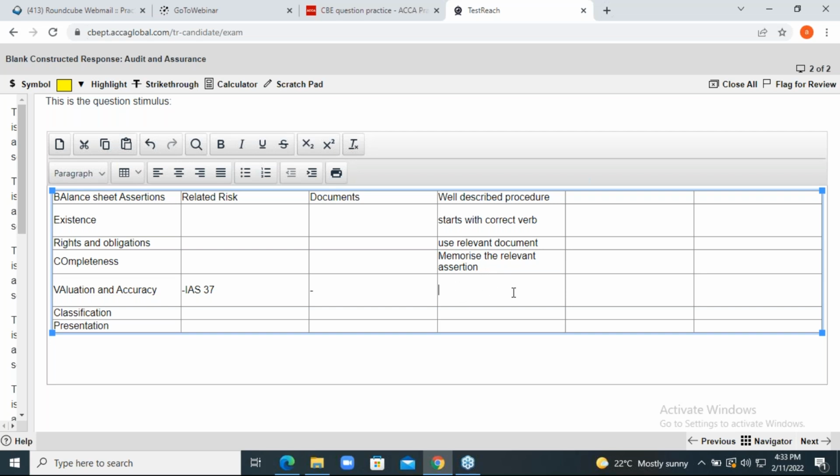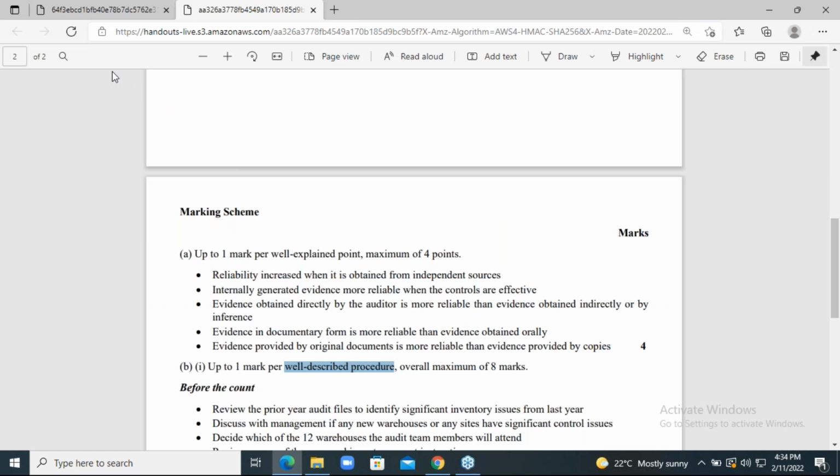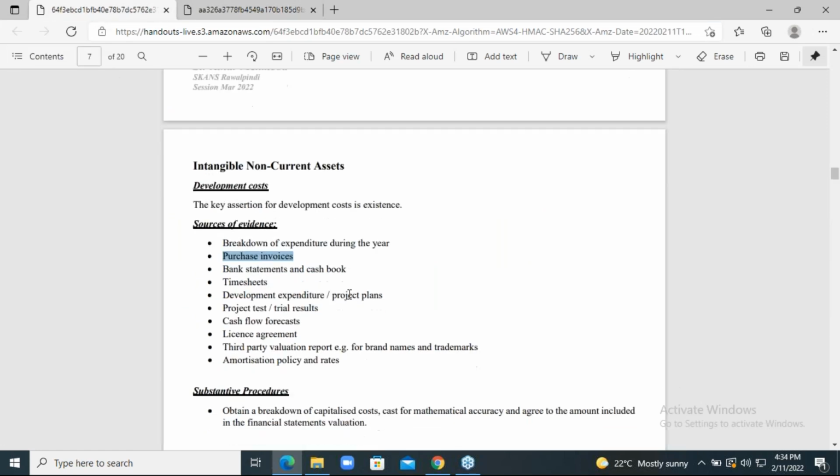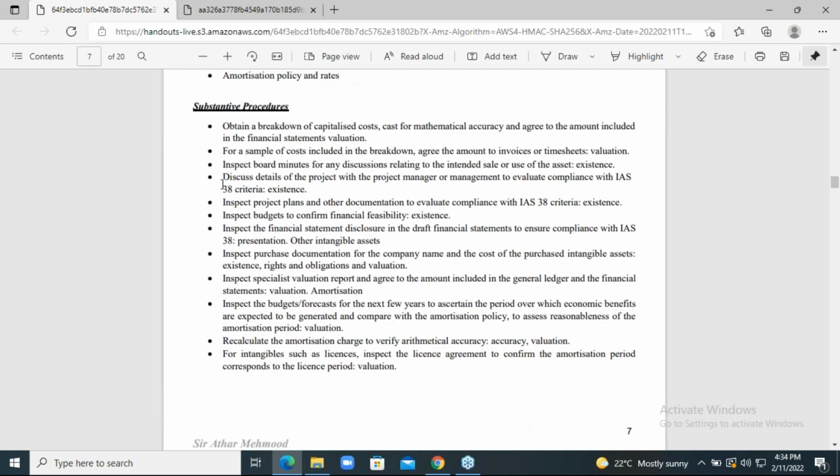And also the last thing to understand for a well described procedure is that there is sometimes a second verb. If there is a second verb in a procedure, unless you write this second verb, this procedure will not be considered as a well described procedure. So what is the meaning of second verb? How to memorize the relevant assertion, use relevant document and start with the correct verb? To apply this, as an example, you can see this one for a non-current.